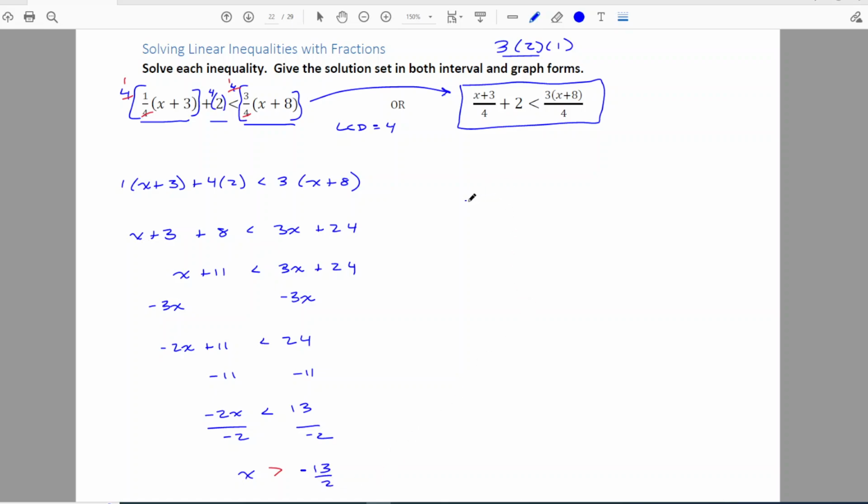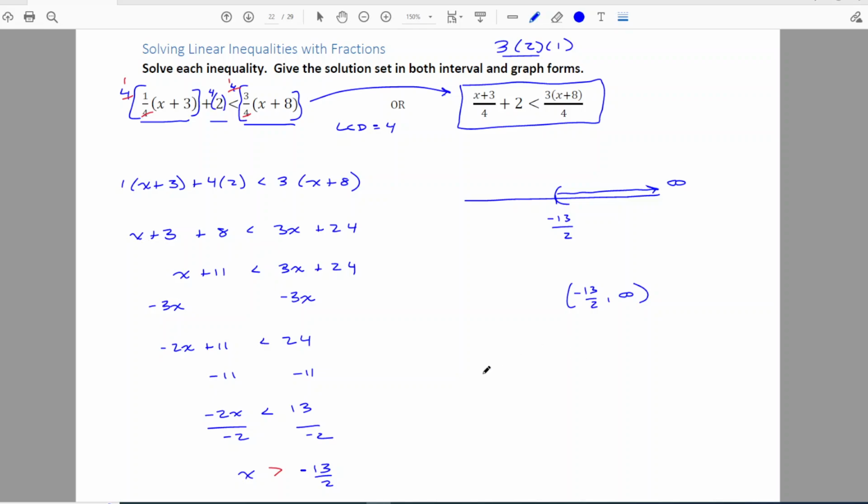If I was to show that on a graph, again, I just put my number, whatever it is, in the middle. Then it's greater, which is going to be opening to the right, going to positive infinity. It's not equal to, so I'm going to put my rounded bracket, which means that my interval notation would be negative 13 halves to infinity.